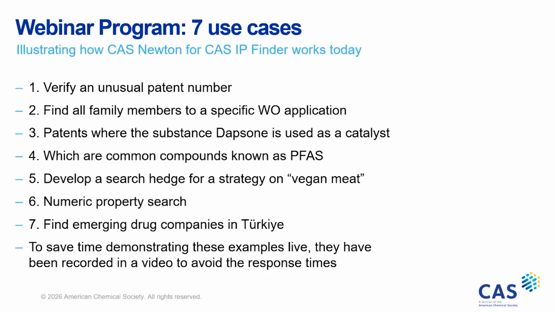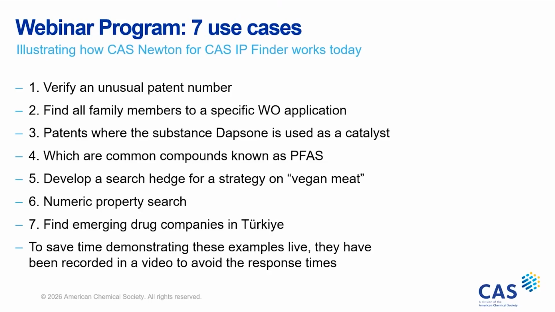We'll take a look at a chemistry search where we are looking for patents that describe the substance Dapsone, which has to be used as a catalyst. Then our 4th project is about identifying the most common substances that are part of the PFAS, the perfluoro and polyfluoro alkyl compounds that have an impact on the environment. And then we develop a search strategy on vegan meat.